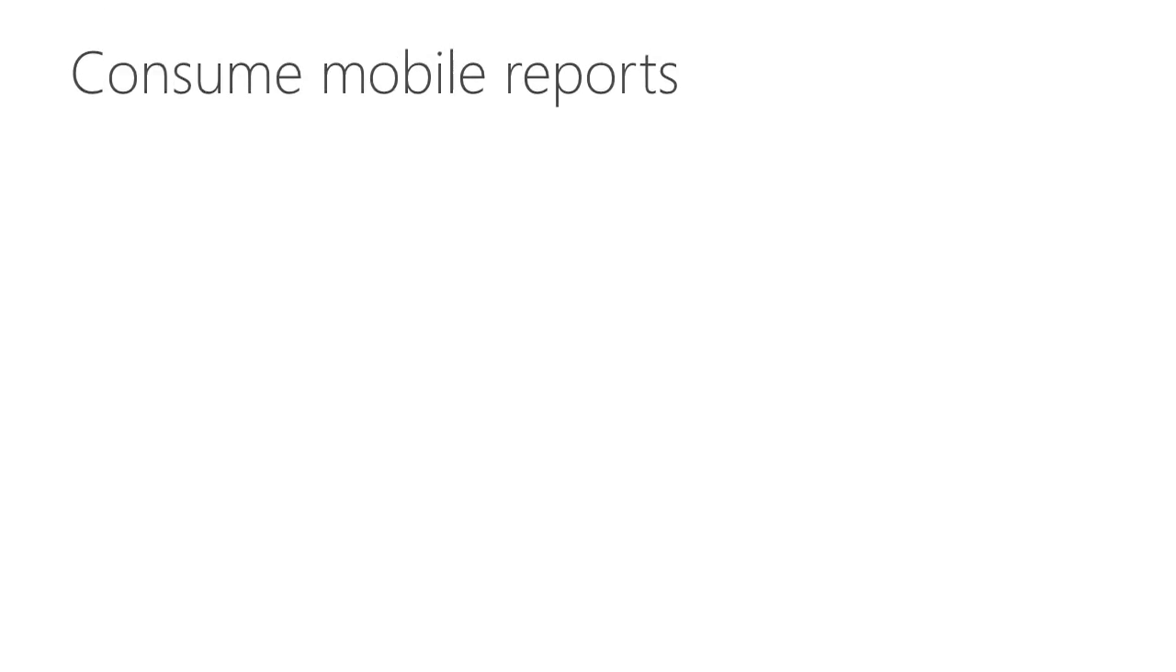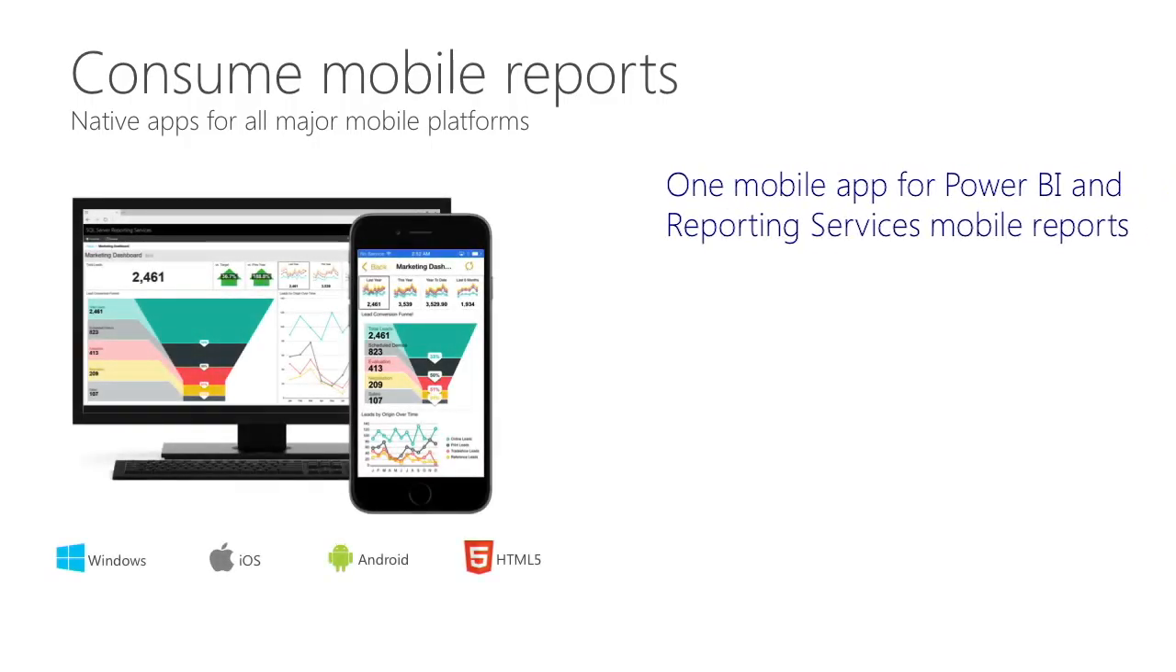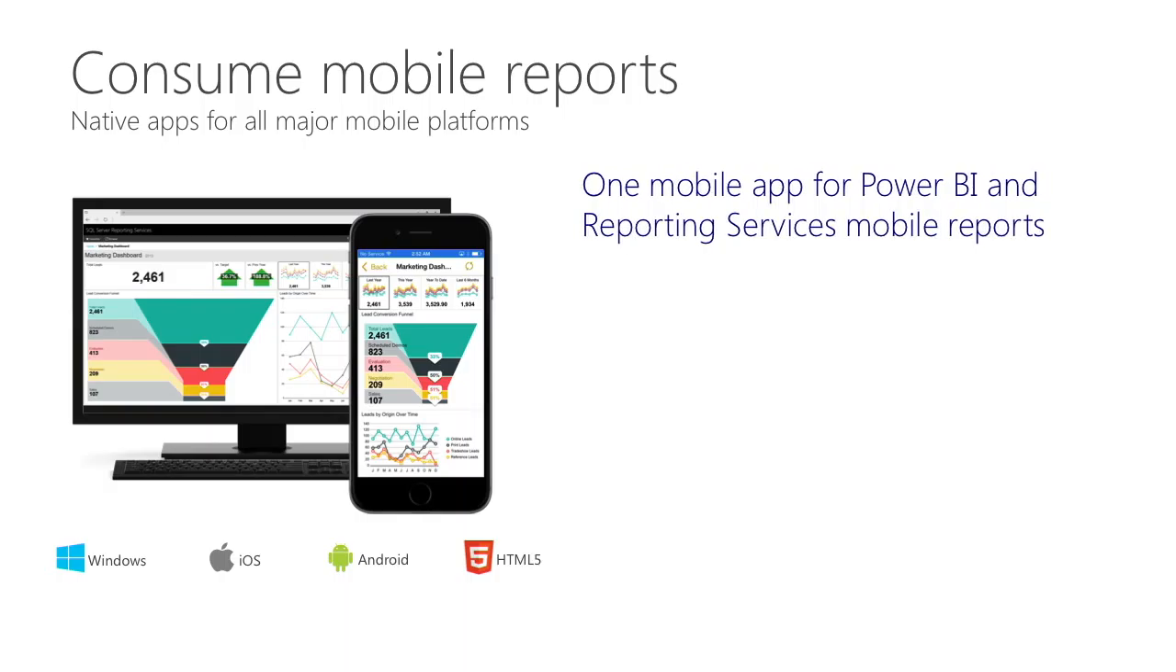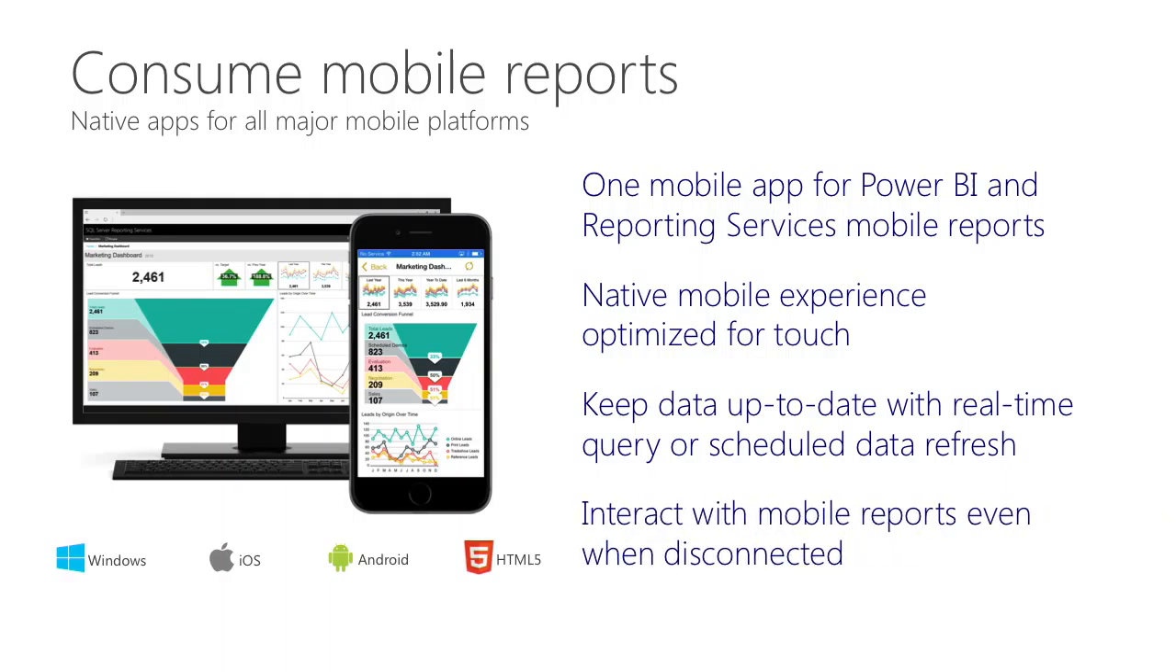On a smartphone or tablet, you can access a mobile version of that new web portal, but we are also providing native apps for all of the major mobile platforms. With the Power BI mobile app installed on your mobile device, you can access mobile reports from reporting services on premises, as well as dashboards in Power BI if you're using that service as well. You can make sure that your data is always up to date, and you can also interact with mobile reports even when you're disconnected. We have a preview of the iPhone and iPad app available today, and we will have a version available for Windows 10 devices and Android devices very soon.